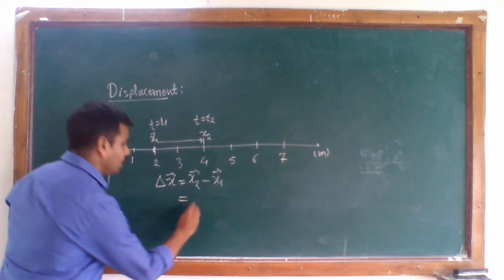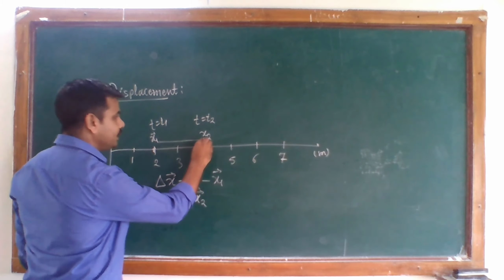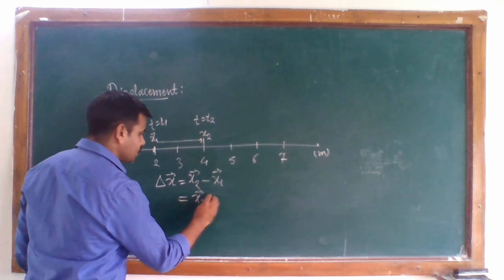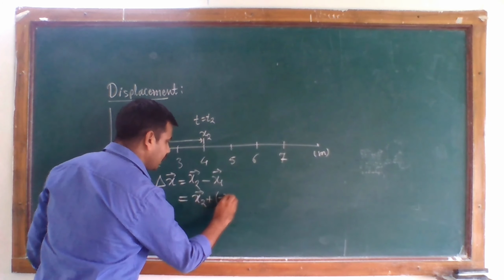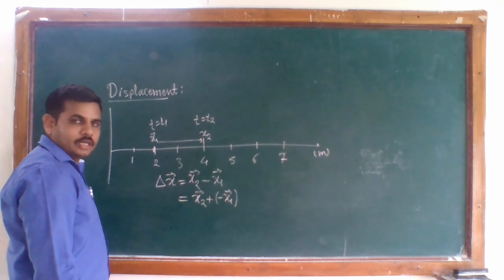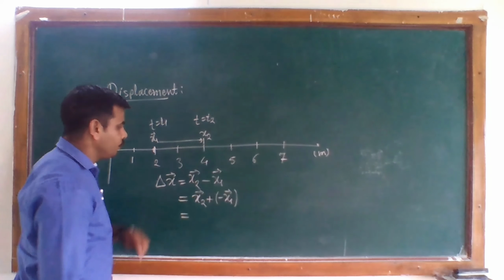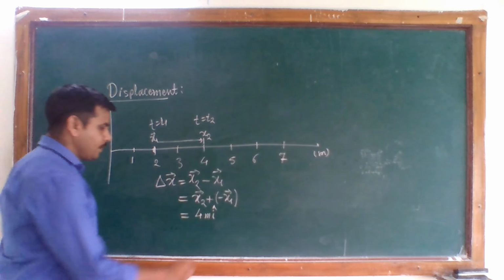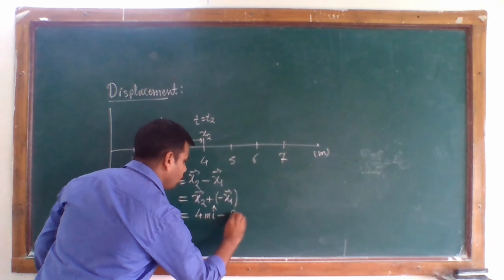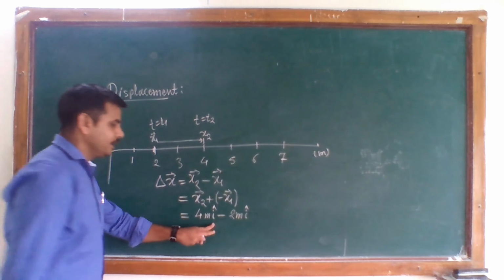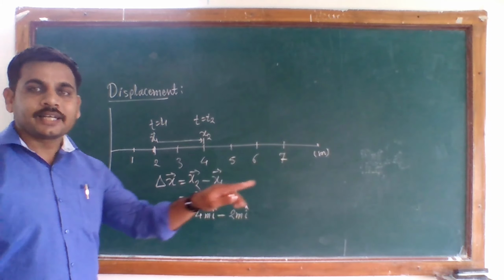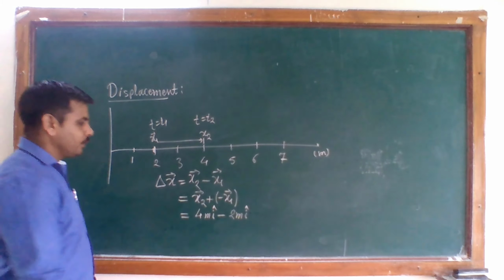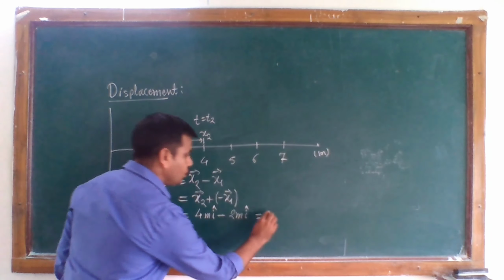your x2, this is your higher side, this is your lower, 2 meter distance. So you can write x2 minus x1, which is equal to 4 meter into i cap minus 2 meter into i cap. This i cap basically represents the direction, which is along your x direction. So your delta x becomes 2 meter.